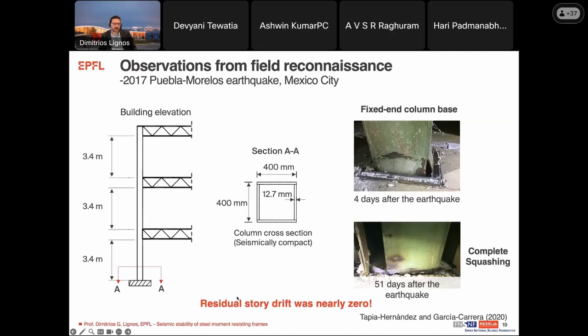So notice that the residual story drift in this case, which is related to lateral deformation, was nearly zero. So under normal circumstances, if this building was not experiencing this type of issue, it wouldn't be demolished.